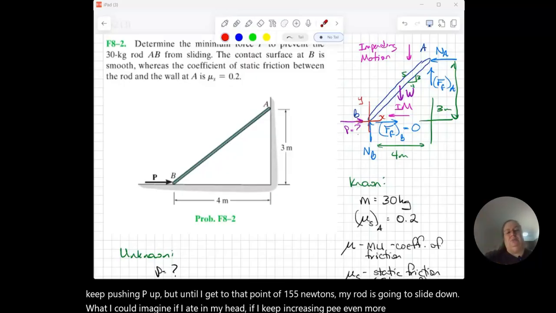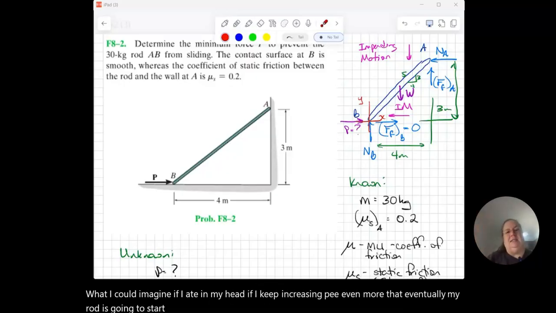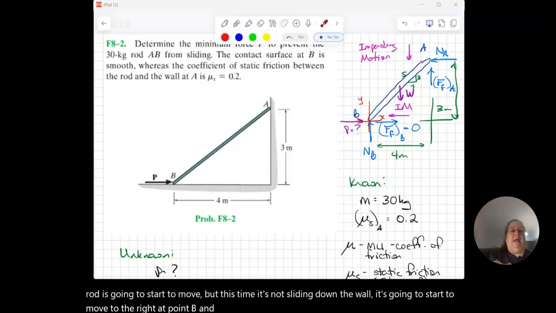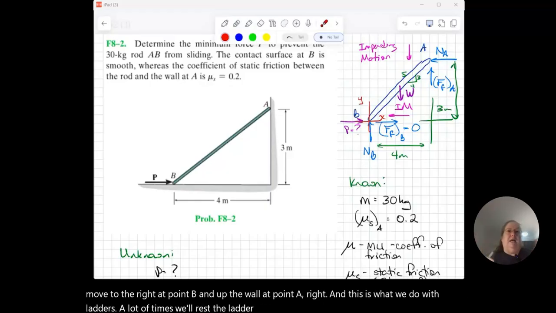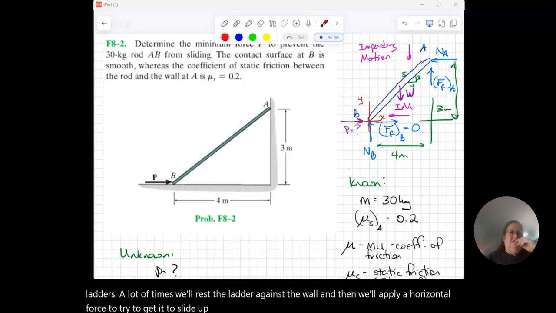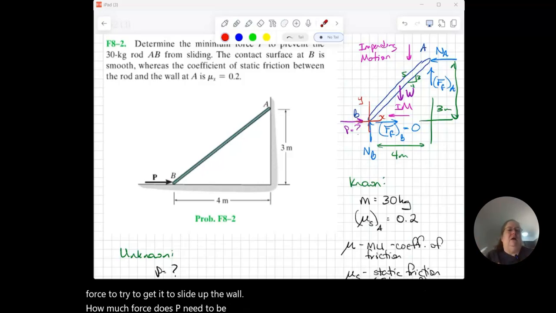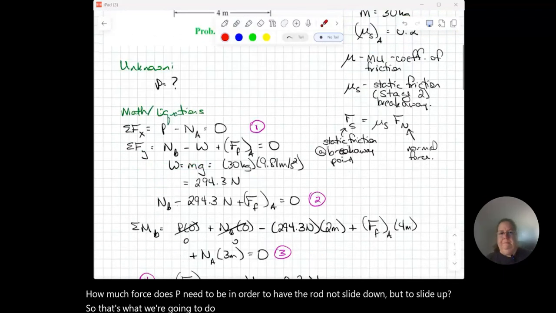But I could imagine that if I keep increasing P even more, eventually my rod is going to start to move, but this time it's not sliding down the wall. It's going to start to move to the right at point B and up the wall at point A, right? This is what we do with ladders a lot of times. We'll rest the ladder against the wall, and then apply a horizontal force to try to get it to slide up the wall. Well, how much force does P need to be in order to have the rod not slide down, but to slide up?